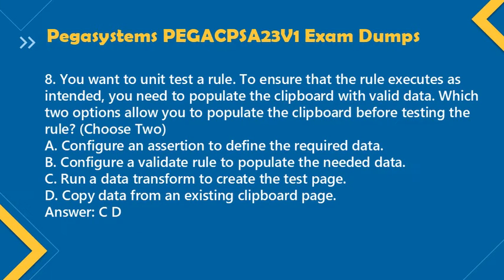D. Copying data from an existing clipboard page is another valid option to populate the clipboard before testing the rule. If you already have a clipboard page with the required data, you can simply copy the data to the test page to ensure that the rule executes as intended during unit testing. Both of these options provide methods for populating the clipboard with valid data, allowing you to effectively test the rule and ensure that it behaves as expected.